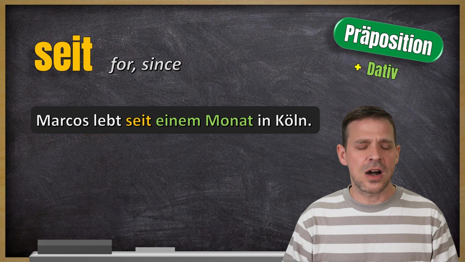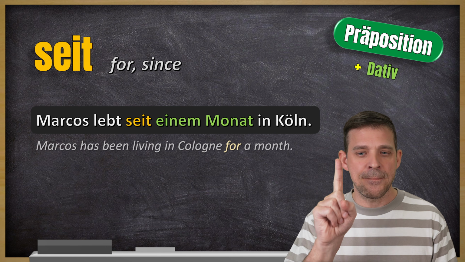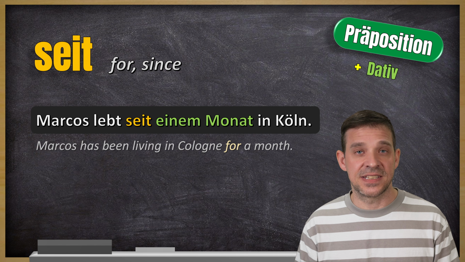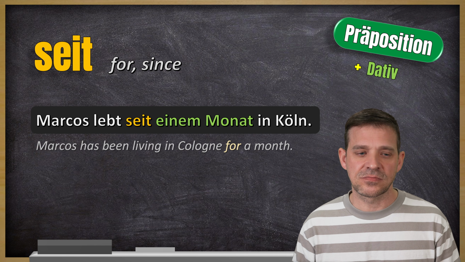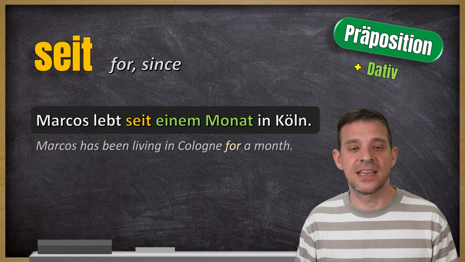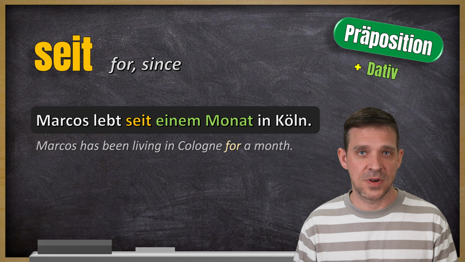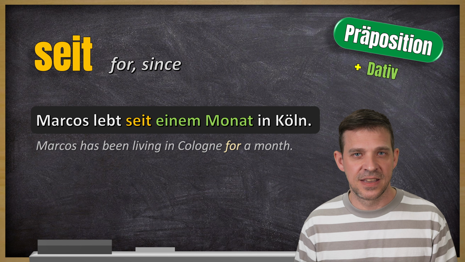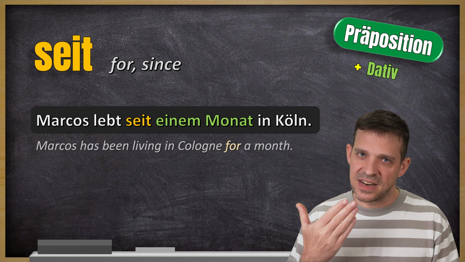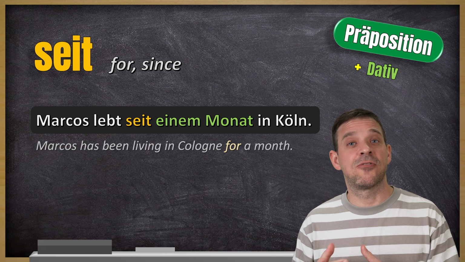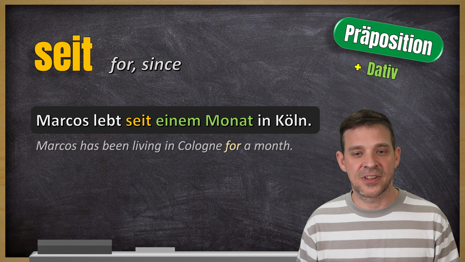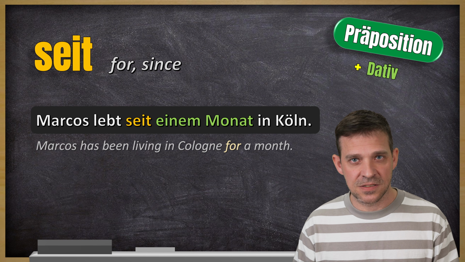Zum Beispiel, Markus lebt seit einem Monat in Köln. Markus has been living in Cologne for a month. See this for here because a month is a time duration. German, seit, eine Dativpräposition. This means it's followed by the article and the noun in dative case, einem Monat.